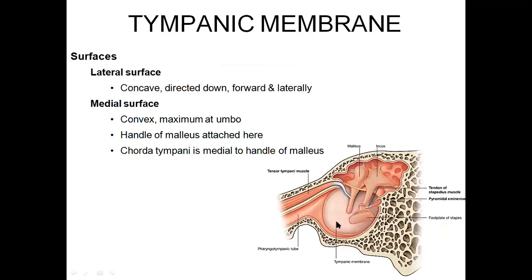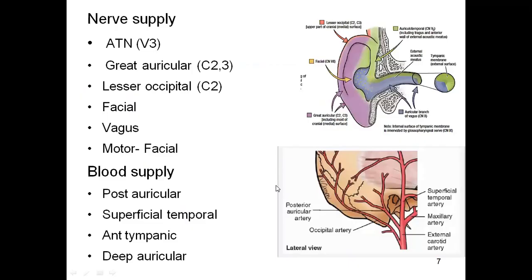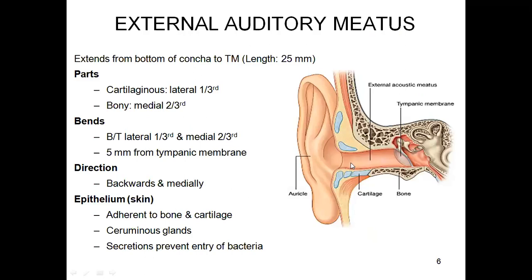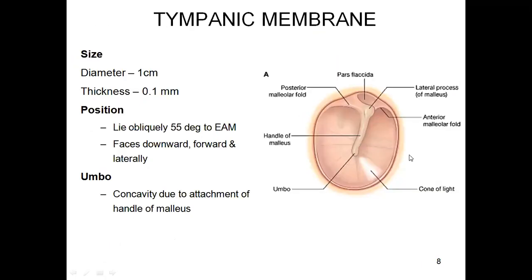Okay, then the tympanic membrane, if you just see, it has two surfaces from this picture. The surface which is towards the external acoustic meatus is the lateral surface, and the surface which is towards the middle ear is the medial surface. So towards the handle of malleus is the medial surface. This pointed area itself is umbo. The maximum convexity is due to the attachment of the handle of malleus. This is umbo. Okay, so this side surface is the lateral surface. Towards the middle ear, the surface is the medial surface.